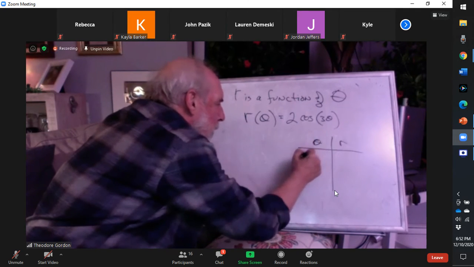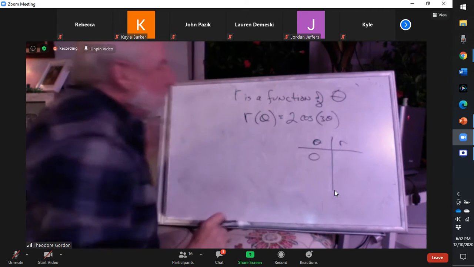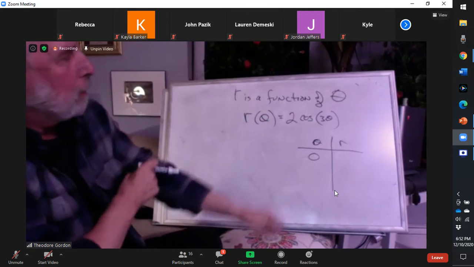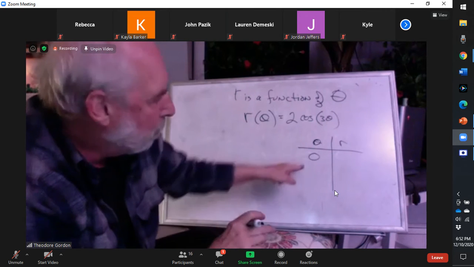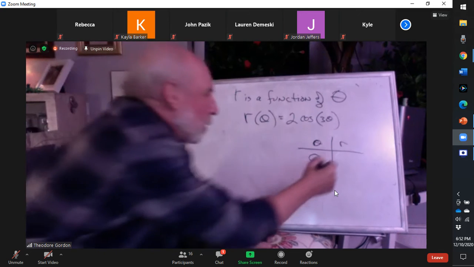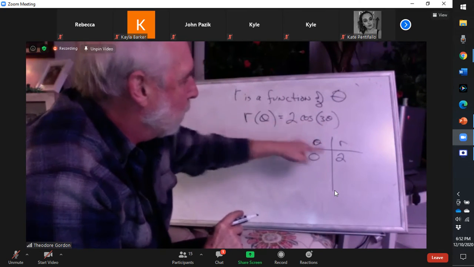If theta is equal to 0, what is r? You plug 0 in here, and what do we get? 2. Yep, it would be 2. Put 0 in here. Cosine of 0 is 1. 1 times 2 is 2.